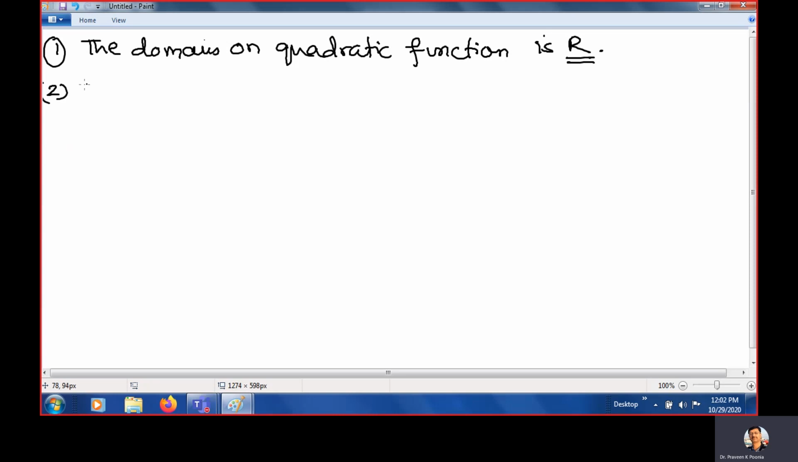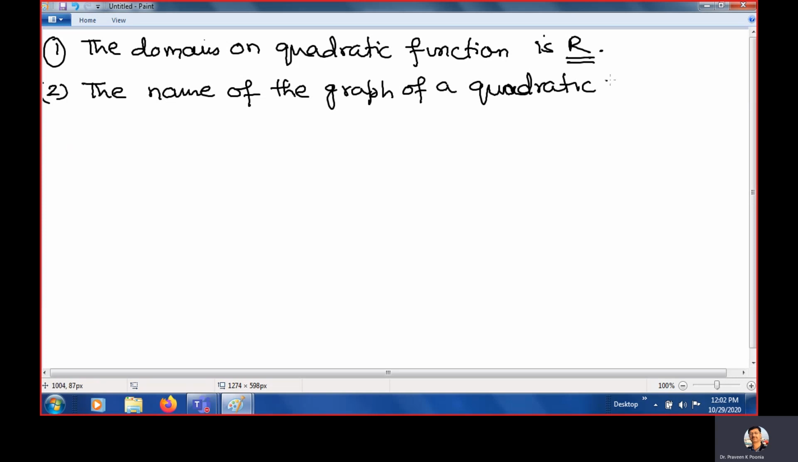What is another thing? The name of the graph of a quadratic function. What is the name of the graph of the quadratic function? Parabola, parabola. This is the name of the graph of a quadratic function. Clear? But there are two conditions.